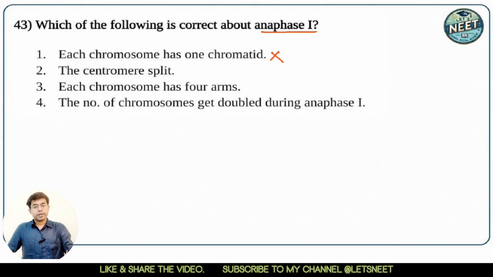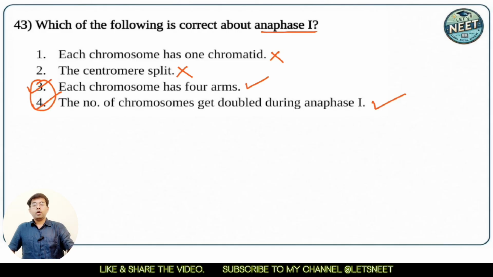The centromere split. This is also wrong. The sister chromatid separate. Each chromosome has 4 arms. Yes, chromosome has 4 arms because it has 2 chromatid. The number of chromosomes get doubled during anaphase 1. This is also correct. So, anaphase 1, the 3 and 4 both are correct here.